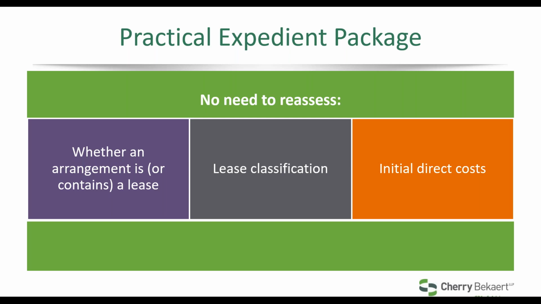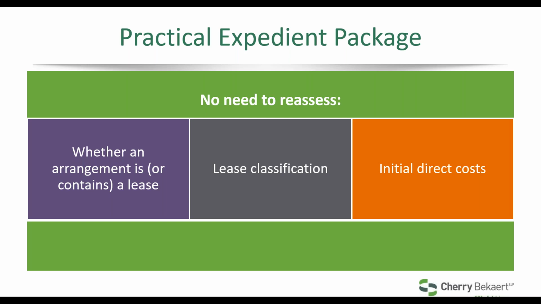The second piece is with lease classification. This one may be even more important. Under ASC 842, the rules are different for if something is capital, which we're now calling financing, or if it's an operating lease. And if you adopt this practical expedient, you no longer have to reassess the classification of the leases under the new lease guidance.